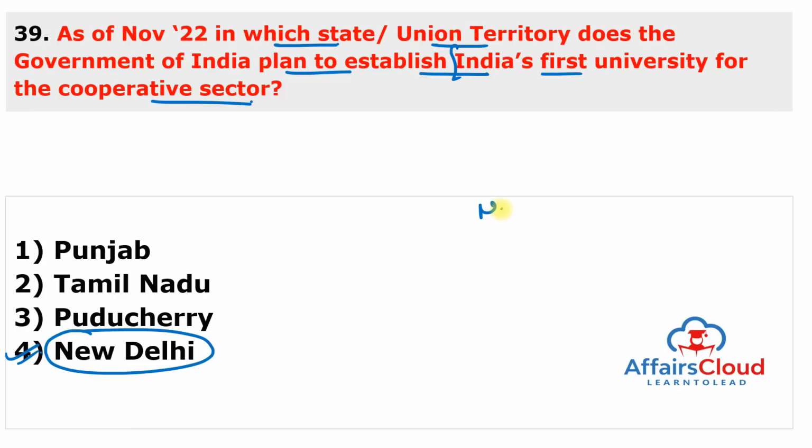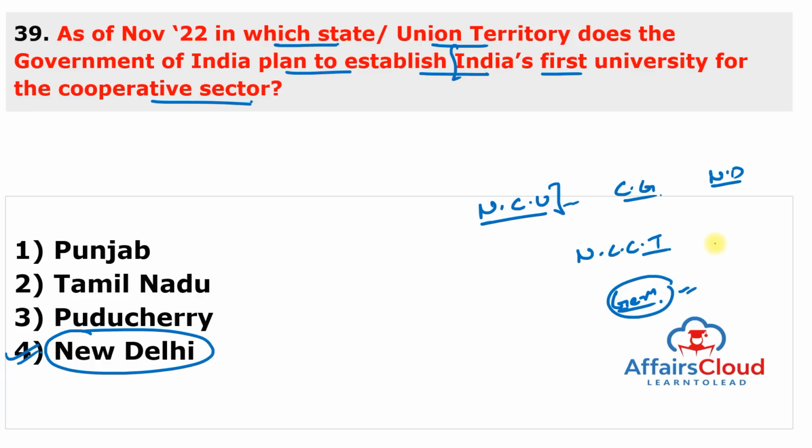So, the National Cooperative University, which has already received an in-principle approval from the central government, may be established in New Delhi as India's first university for the cooperative sector. Currently, the National Council for Cooperative Training is the only institute providing education and training in the cooperative sector. And the Union Cabinet also approved expanding the scope of the Government e-Marketplace, also known as the GeM portal, to include cooperatives as buyers on the Government e-Marketplace, and GeM was established as the National Procurement Portal.